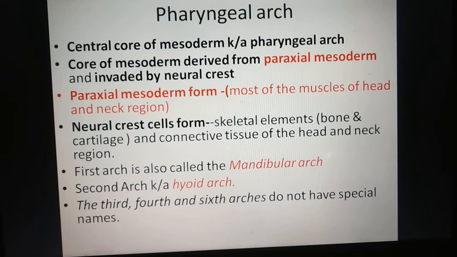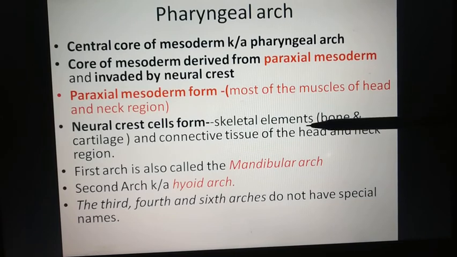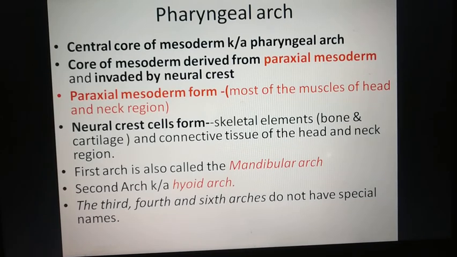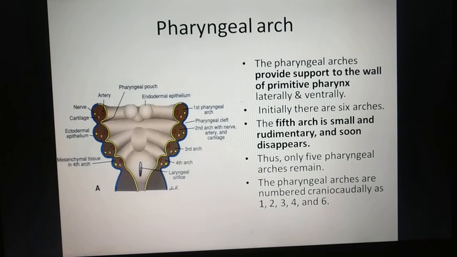This mesodermal core which forms the pharyngeal arch is invaded by neural crest cells. These neural crest cells form the skeletal elements of the head and neck, like bones and cartilage, and the connective tissue of the head and neck. Now coming to the arches, the first arch is also called the mandibular arch, and the second arch is also called the hyoid arch. Third, fourth and sixth arches have no special names.